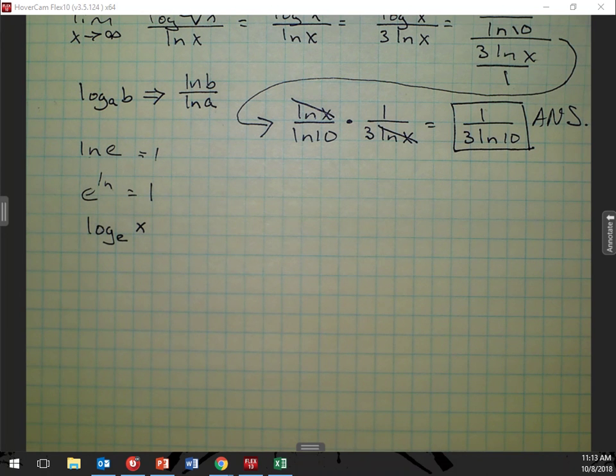Practice problem. Are we up to the practice problems now? Yeah. Okay, so practice problems. I'm going to give you guys a couple minutes before I get to continuities. Okay, do it.